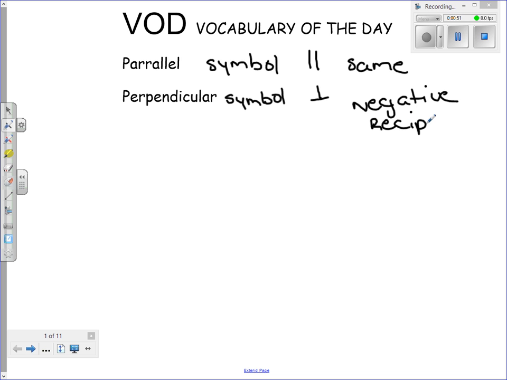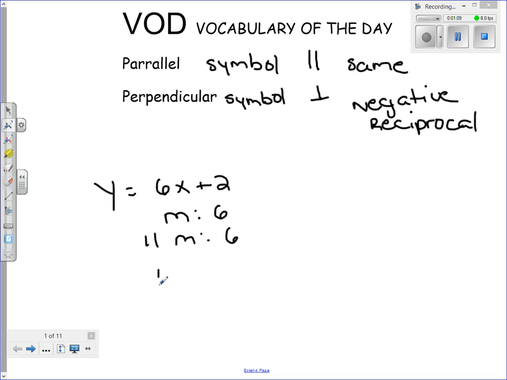And I'm going to try and spell it correctly. I misspell it way too often. So I'm going to give you an example. Y equals 6x plus 2. My slope is 6. My parallel slope would be 6, the same. My perpendicular slope, the reciprocal, which is a word we've used previously, means flipping it upside down. So instead of 6 over 1, it becomes 1 over 6. And it has to have the opposite sign, which in this case would be negative.